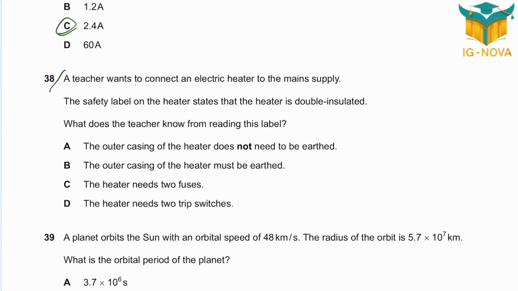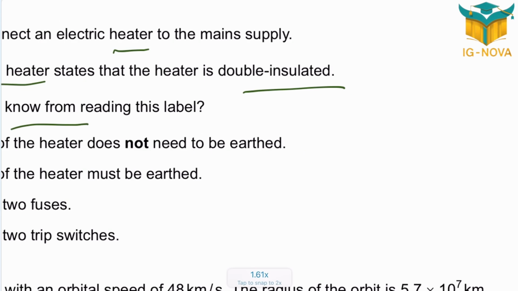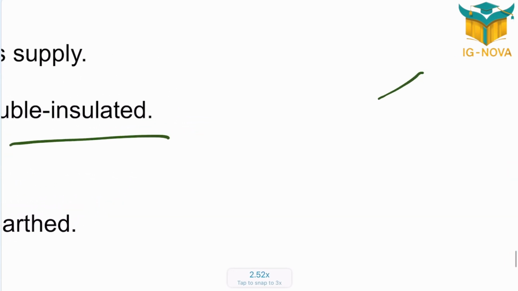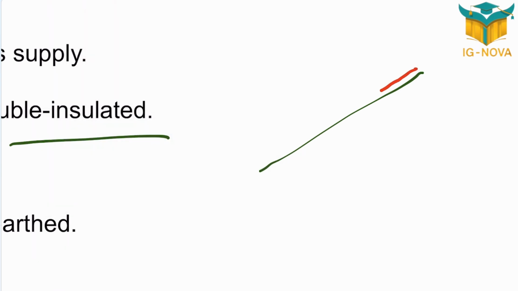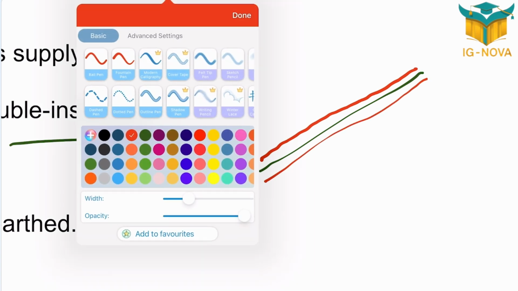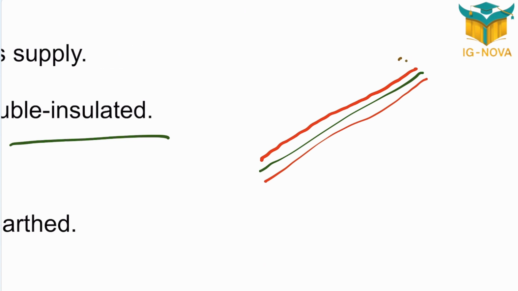Question 38. A teacher wants to connect an electric heater to the main supply. The safety label on the heater states that the heater is double insulated. What does the teacher know from reading the label? Double insulated means if you have a wire, there is a first insulator here and a second one exists. Why is there a second insulator here?